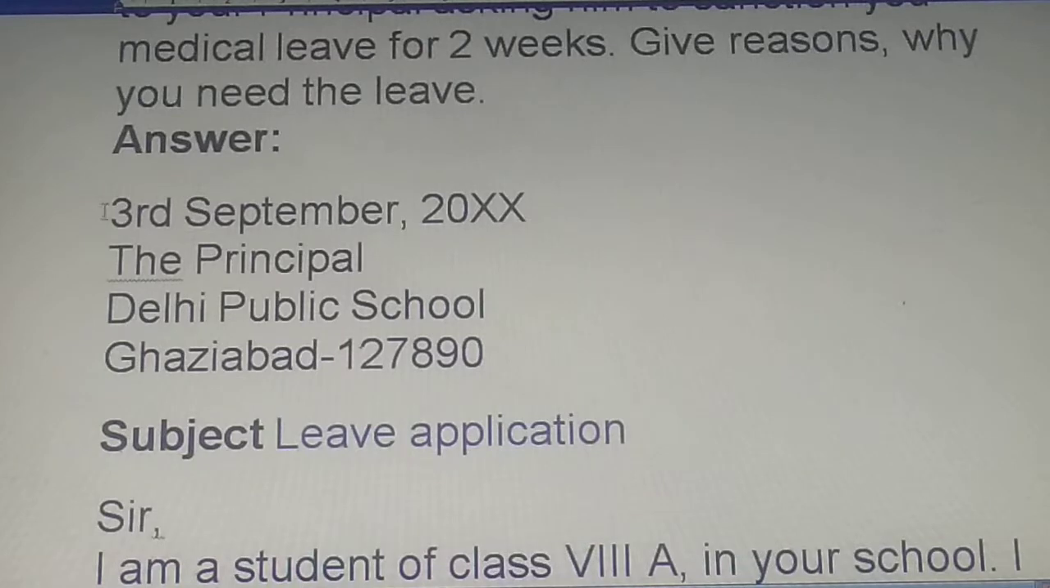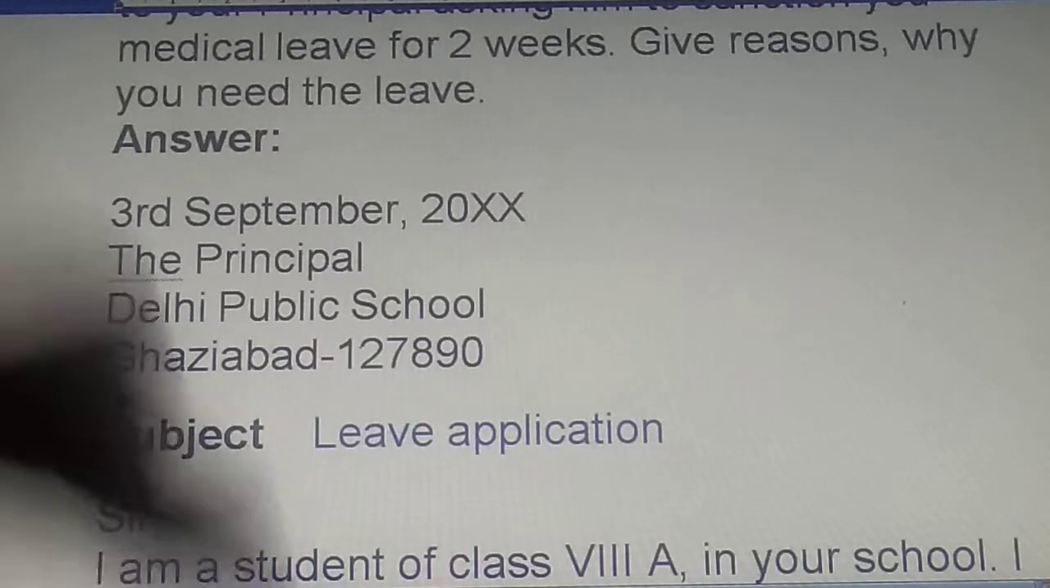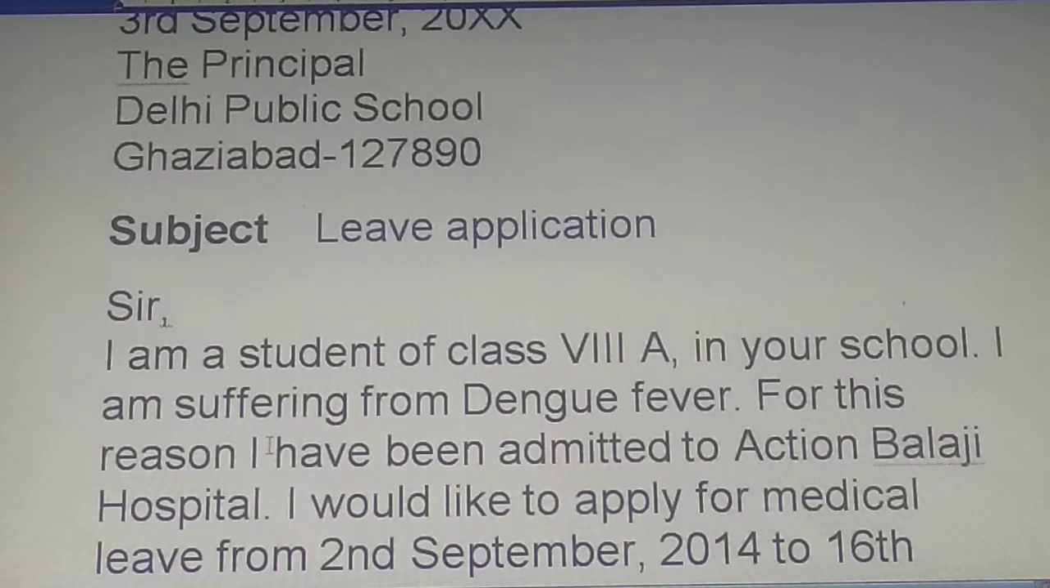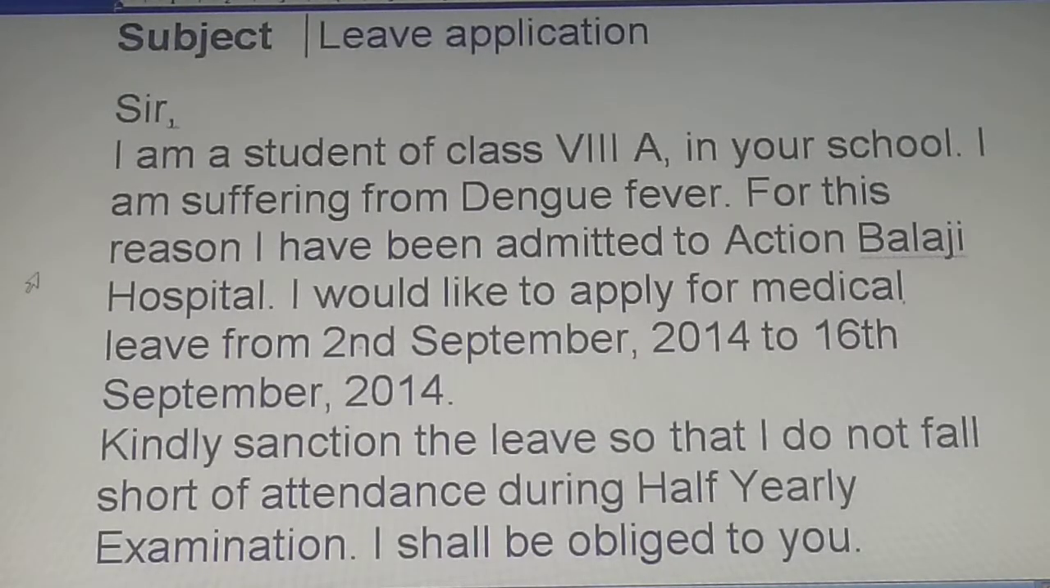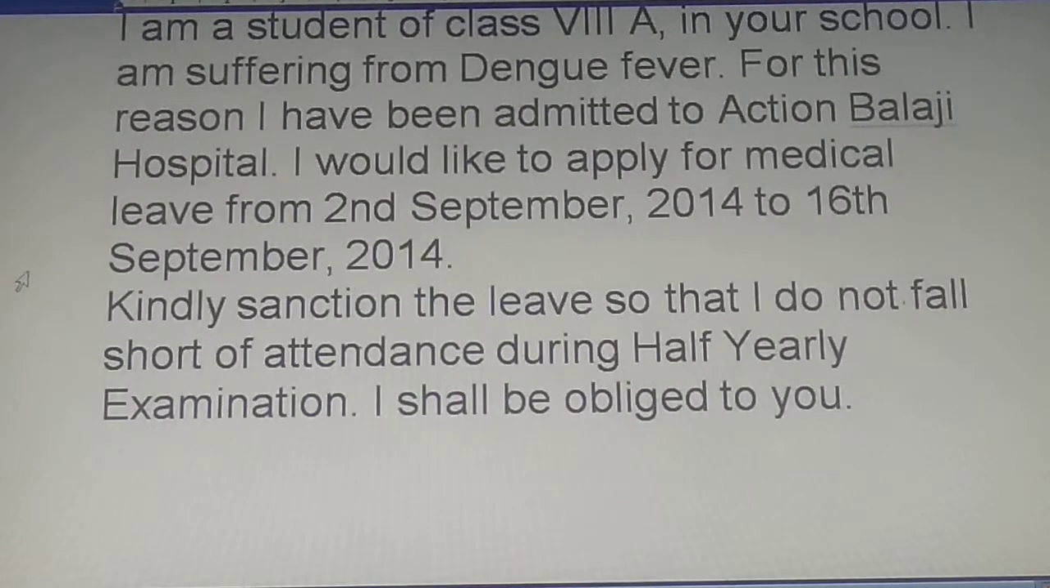So, 3rd September 20, whatever the year, the principal, Delhi Public School, Ghaziabad 127890. Subject. So, that's the subject. Leave application. Sir, I'm a student of class 8A in your school. I'm suffering from dengue fever. Oh my God, it's dangerous. For this reason, I have been admitted to Action Balaji Hospital. I would like to apply for medical leave from 2nd September 2014 to 16 September 2014. Kindly sanction the leave so that I do not fall short of attendance during half-yearly examination. I shall be obliged to you.